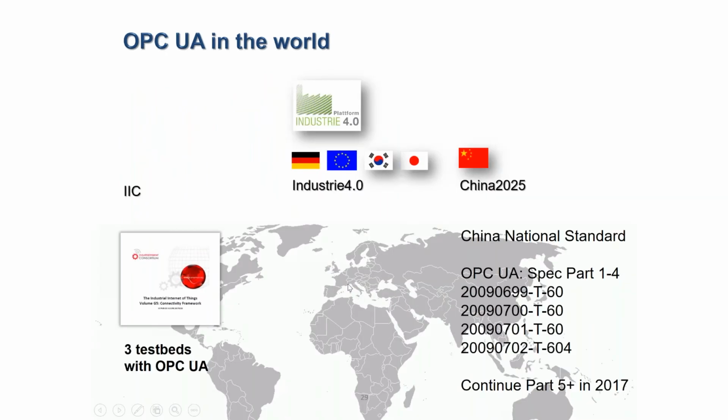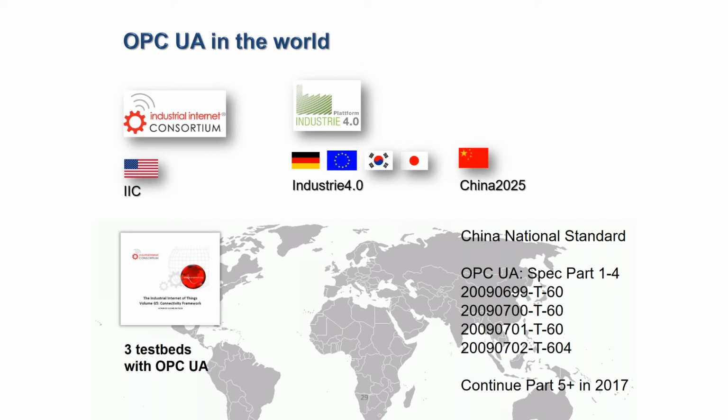I will give you two pieces of information about where OPC UA is adopted in the world and also in other consortia. The Industrial Internet Consortium has published its connectivity framework, and OPC UA overall is today included in 3 test beds all around the globe in different scenarios. In the initiative in China called Made in China 2025, OPC UA is already part of the specs, they are already a national standard, and part 5 plus the rest will continue to become a national standard in 2017.